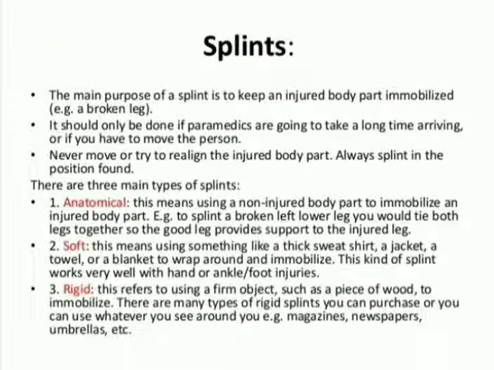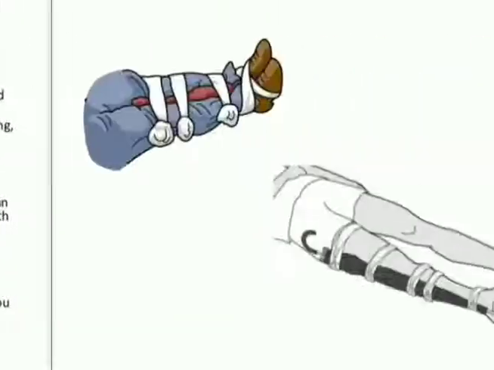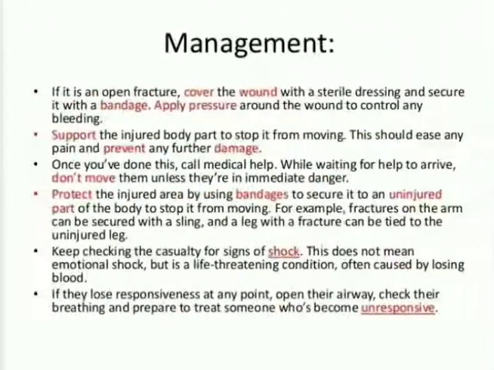And after that, rigid. Rigid means using a firm object such as a piece of wood to immobilize. There are many types of rigid splints you can purchase, or you can use whatever you see around you: magazines, newspapers, umbrellas. These are the three main types of splints: rigid, soft, and anatomical. The main purpose of a splint is to keep an injured body part immobilized. These are the fractures and splints.